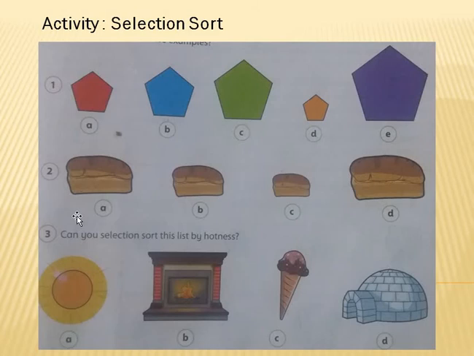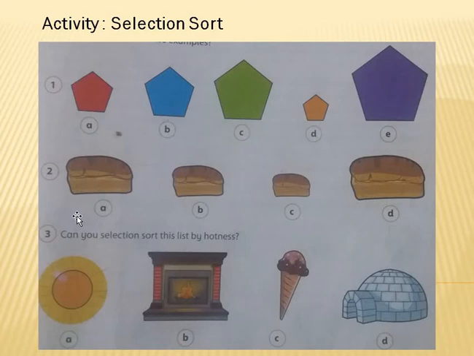Just remember that selection sort means you find the biggest item and put it on top of the list, then the next biggest item, and then the next biggest item, and then the other biggest item. So this is basically the approach of selection sort.